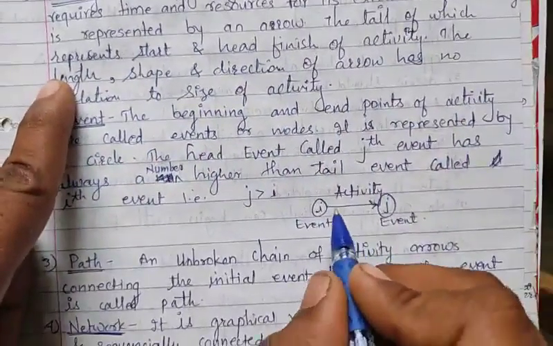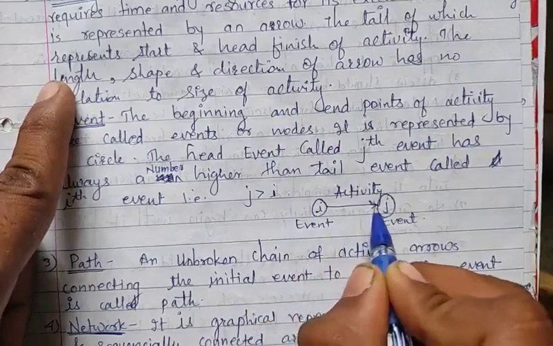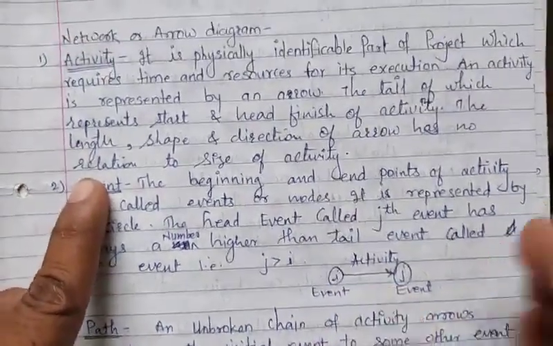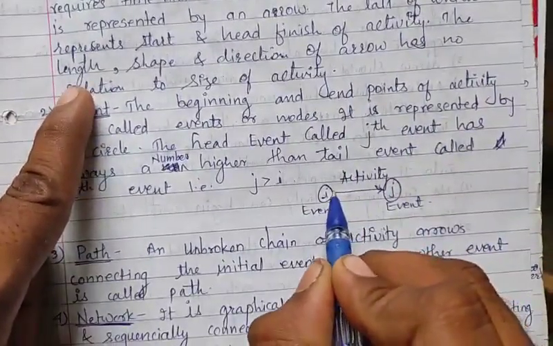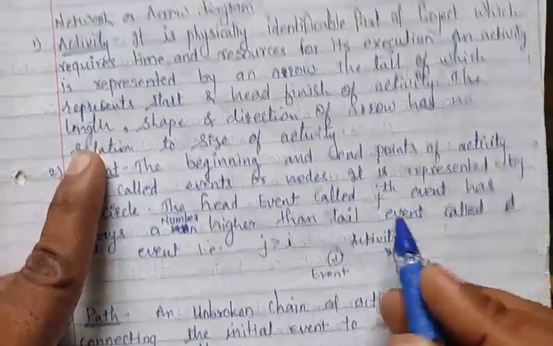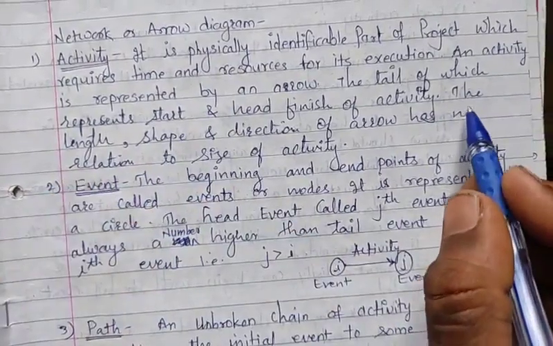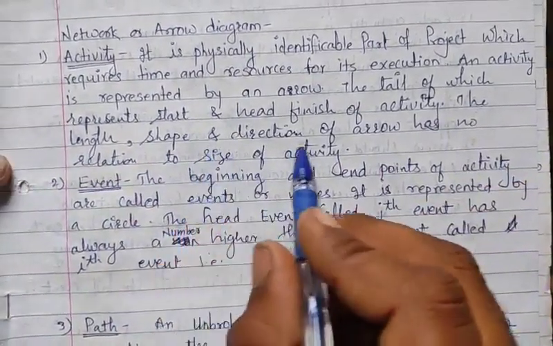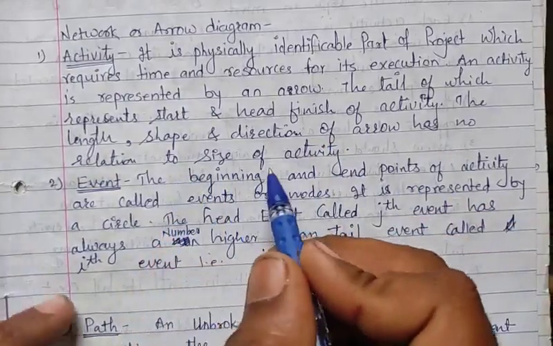So in this diagram, in this arrow, this is the head and this is the tail. Here the activity starts, and here the activity ends. The length, shape and direction of the arrow have no relation to the size of an activity.